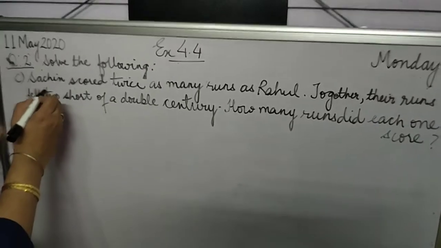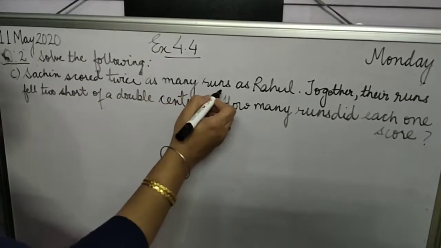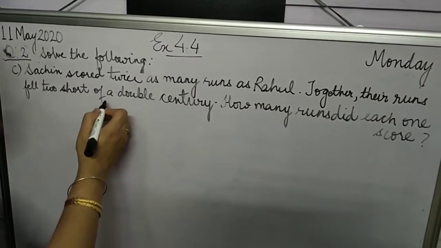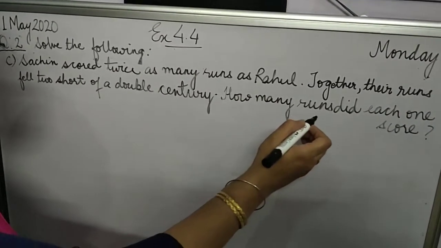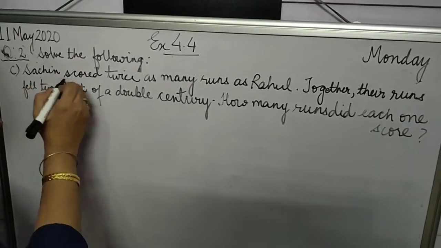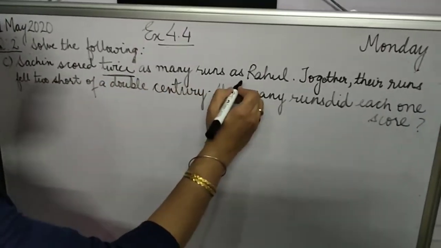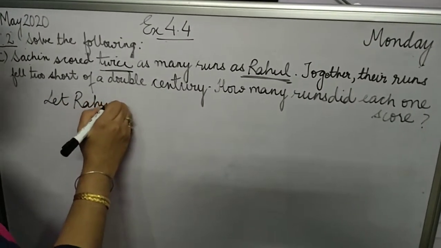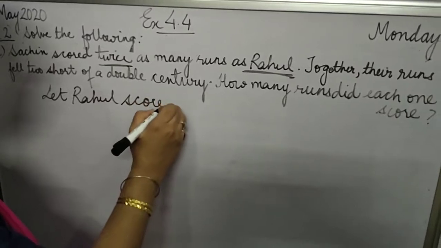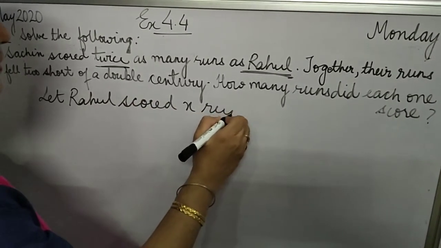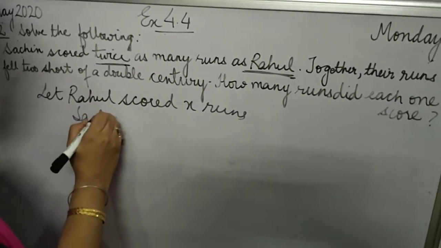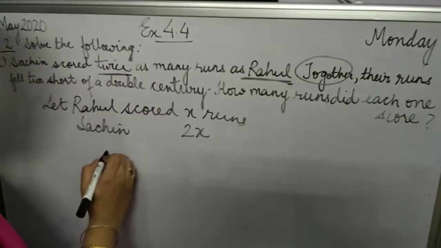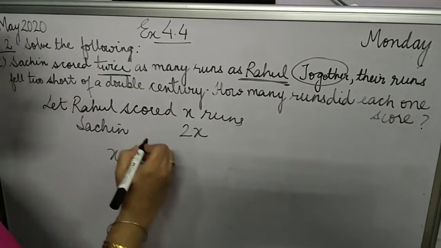C part is, Sachin scored twice as many runs as Rahul. Together their runs fell too short of a double century. How many runs did each one score? Now Sachin scored twice as many runs as Rahul. So let Rahul score x runs. Then what about Sachin? Sachin scored 2x runs. Together means addition. Addition means x plus 2x.